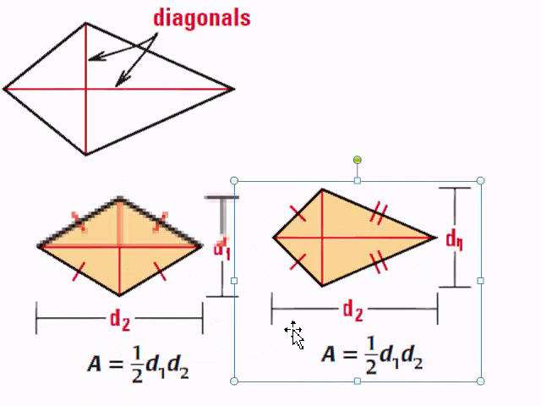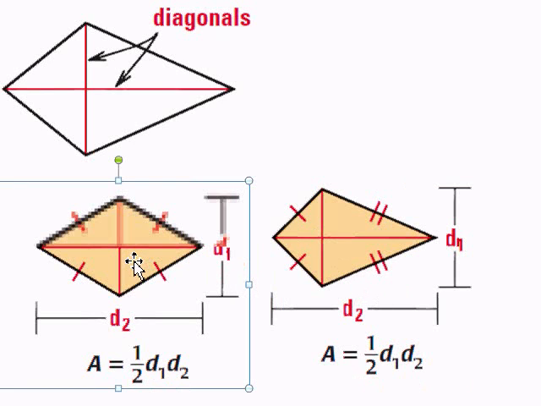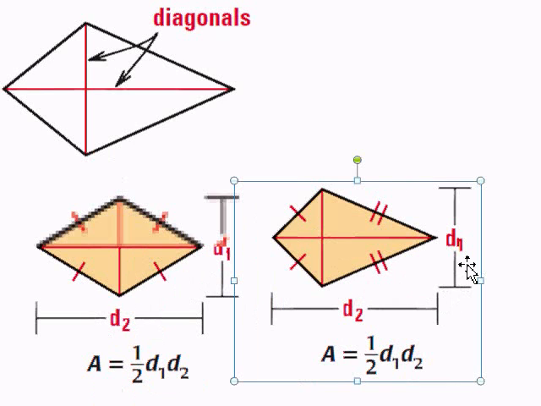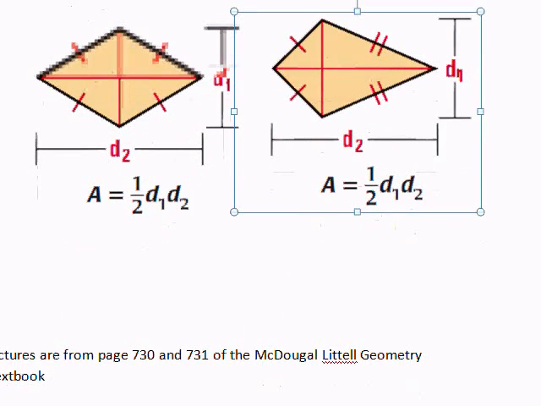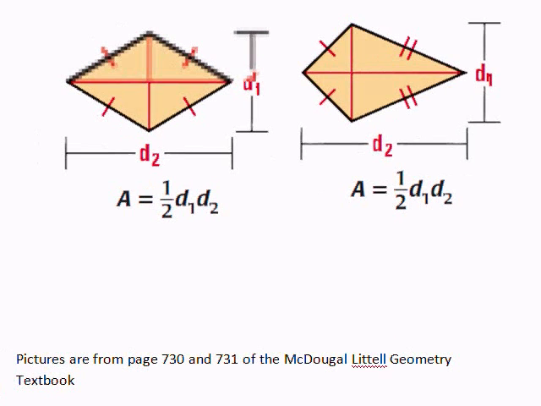And they might do the same thing with a kite. So a rhombus's diagonals D1, D2, and a kite's diagonals D1, D2. I'd like to note that these pictures were taken from the McDougall Littell book from pages 730 and 731.